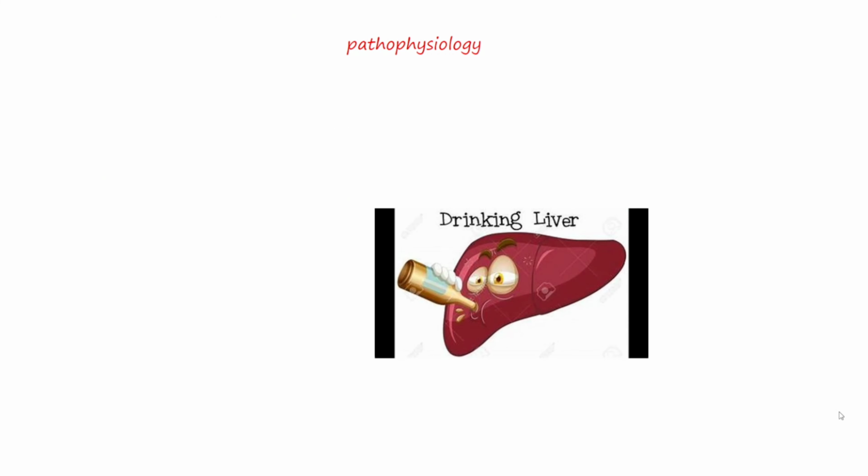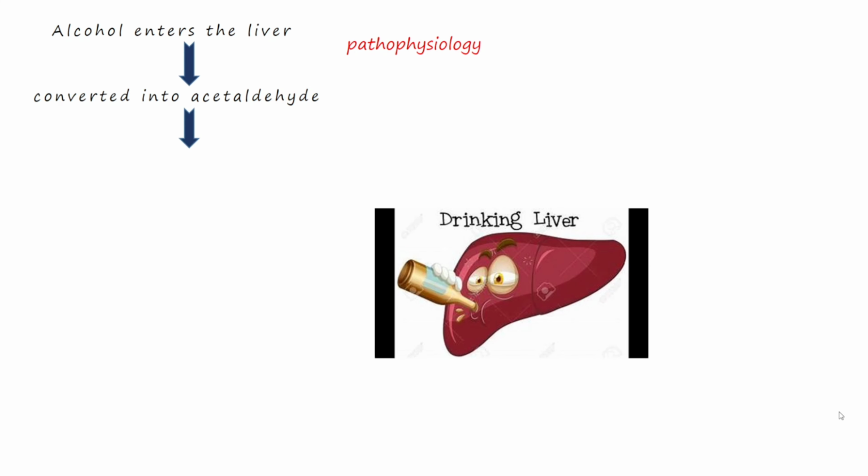Pathophysiology. When we drink alcohol, it enters the liver, where it's broken down by special enzymes. One of the main byproducts is acetaldehyde, which is a toxic substance. This chemical damages liver cells. As alcohol is broken down, it increases a substance called NADH inside the liver. High NADH levels do two harmful things.